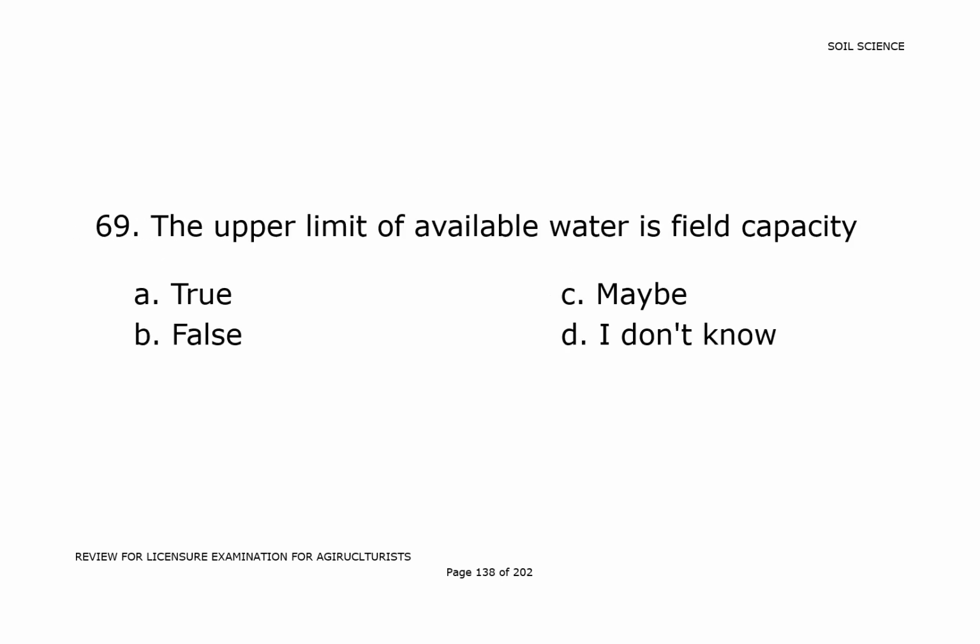The answer is false. Number 69. The upper limit of available water is field capacity. A. True. B. False. C. Maybe. D. I don't know.